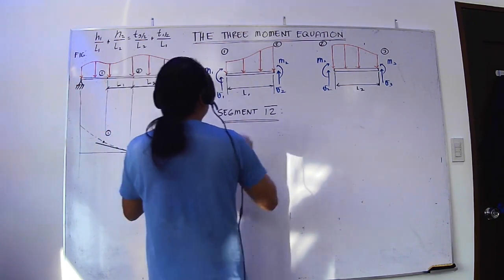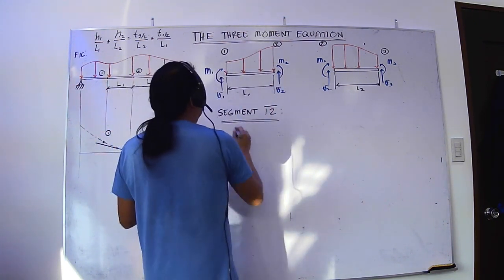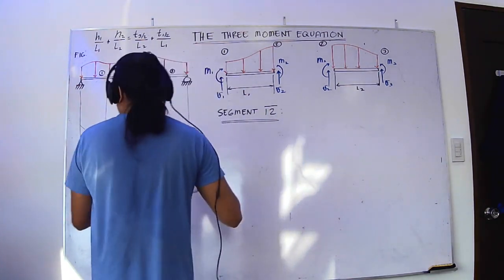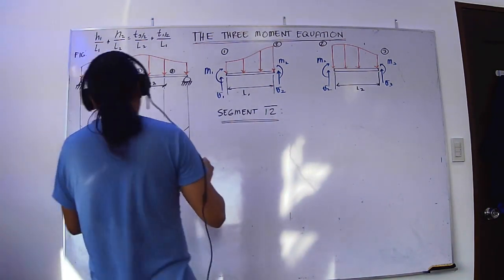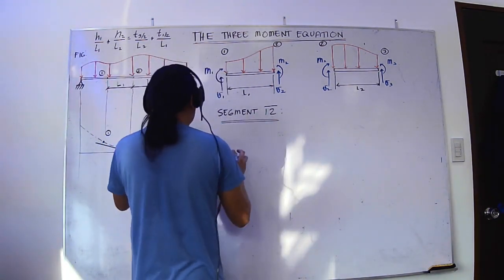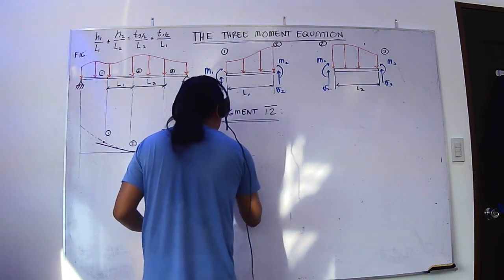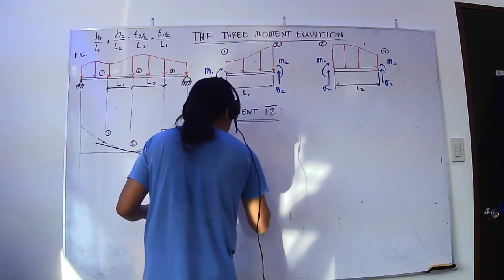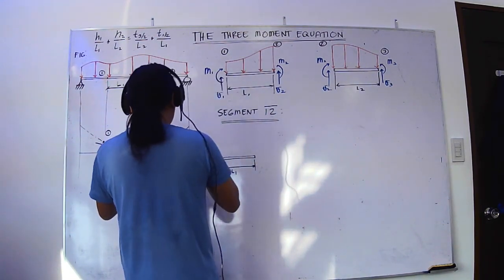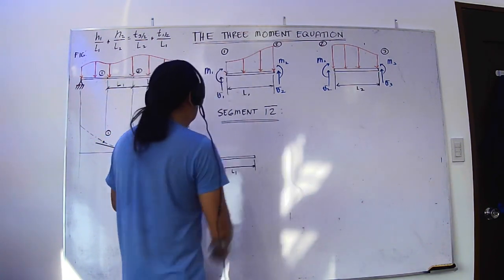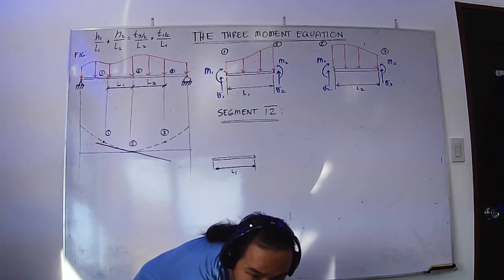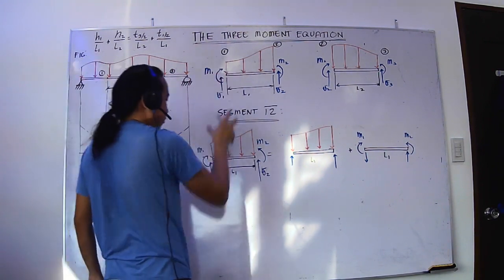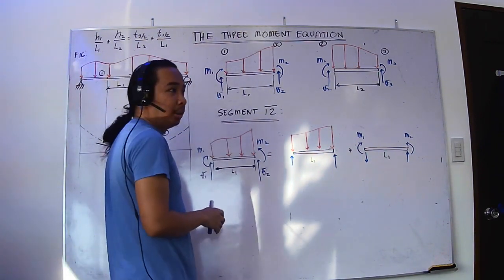Now, for segments 1 to 3, we have this. I would like to break this down into simpler, much easier terms. I'll just call this L1. I think this is much better. So we have this segment. Let's break this apart.